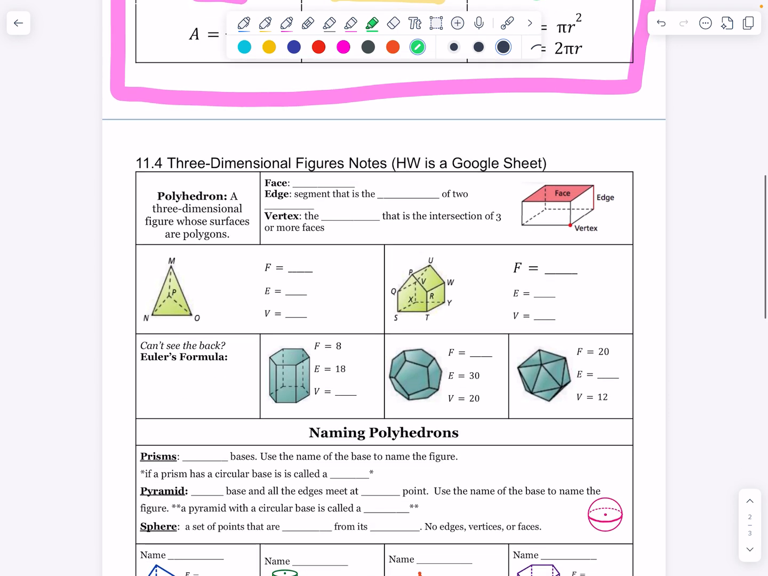Our very first lesson is going to be 11.4, three-dimensional figures notes. So we finally are going 3D. And so remember we said that volume is going to be units cubed. Our surface area is going to be units squared still, but we are starting to look at shapes that are three-dimensional. So not only do they have a length, a width, and a height. Okay? And so let's start to investigate those.